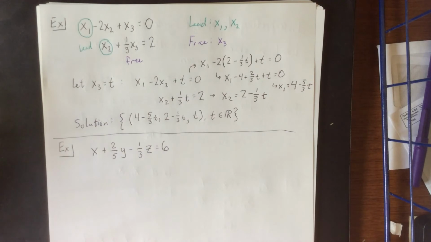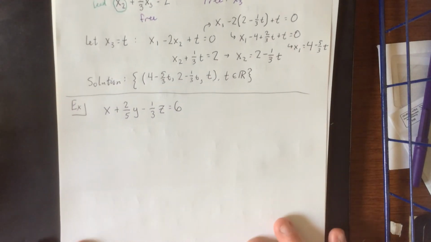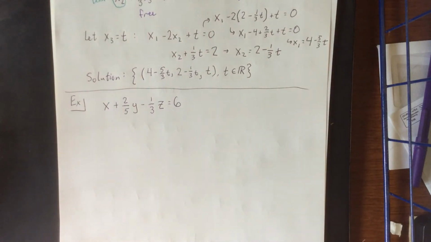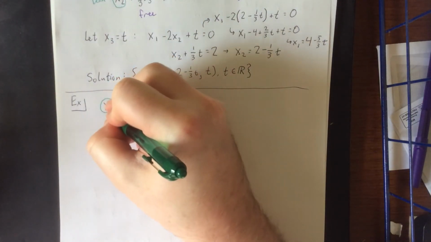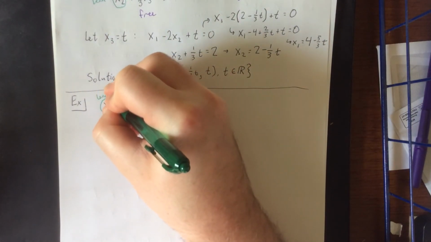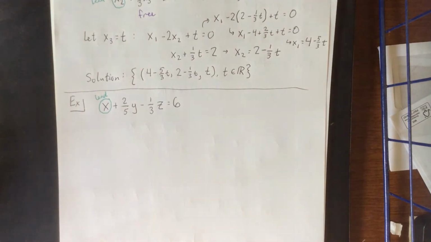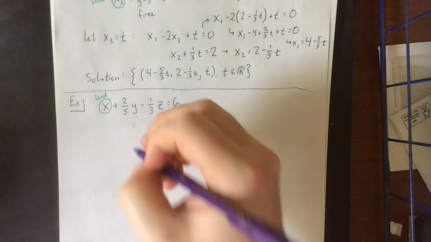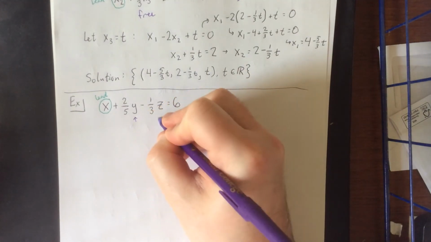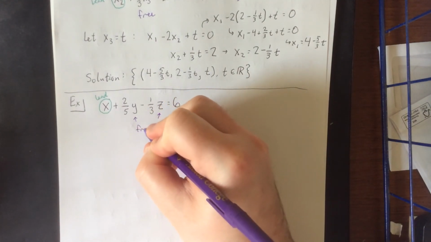Now, for this last one, this is not technically a system of equations unless you count one equation as a system of equations. So this one we have x plus 2/5 y minus 1/3 z is equal to 6. The first thing we'll do, and we'll try to keep this color scheme consistent this time, the first variable that we have listed is going to be our lead variable. Because we only have one equation, I would expect only one lead variable here. The other two variables are both going to be free variables.